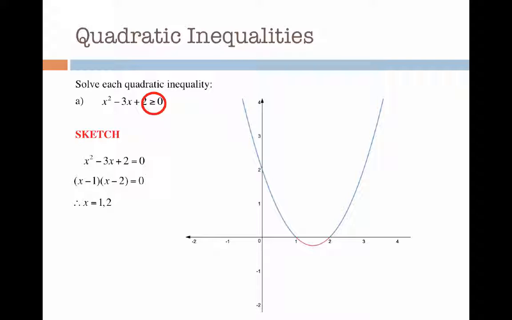Now this is important because we want to know where the graph is greater than 0. Where is it above the x-axis? Well, I've done it in blue for this picture. The graph is above the x-axis when x is less than 1 and when x is greater than 2. So because it is a greater than or equal to inequality, our solution is going to be x is less than or equal to 1 and x is greater than or equal to 2.